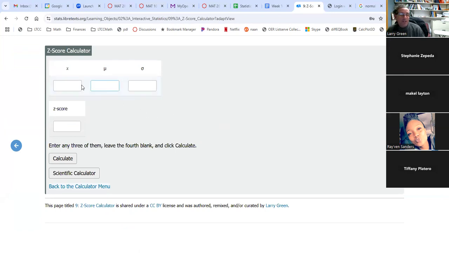And if you put in x, mu, and sigma, it'll actually do the calculation for you. So if x was 3, mu was 6, and sigma was, say, 4, you calculate, there's your z-score, negative 0.75. So there is a way of finding the z-score by just typing in x, the mean, and the standard deviation.